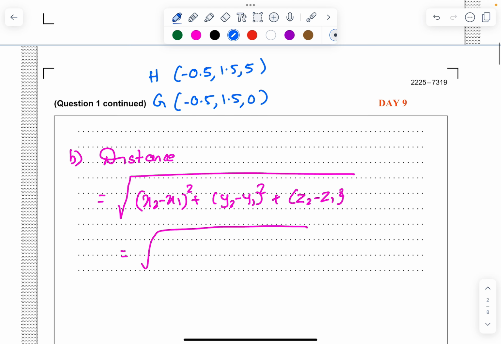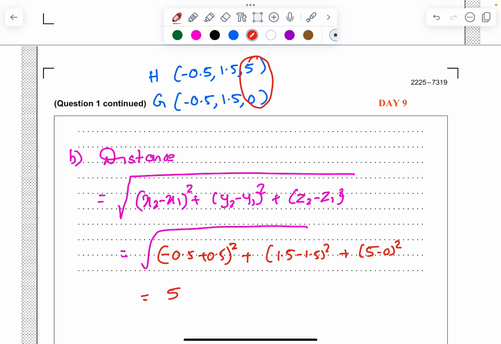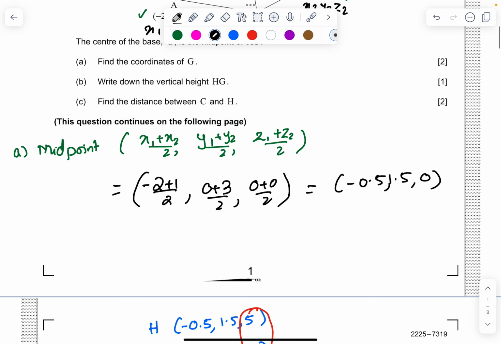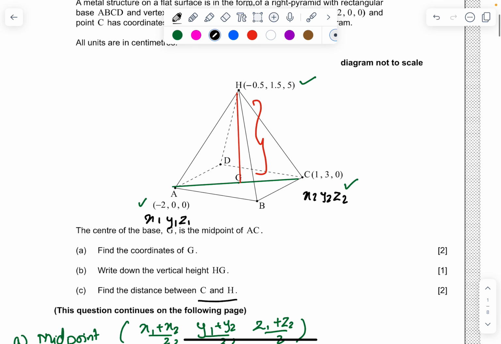So you can see that instead of doing all this, this is the gap. If you still do that, negative 0.5 plus 0.5 whole square plus 1.5 minus 1.5 whole square plus 5 minus 0 whole square. So answer is going to be 5 centimeters. Next, find the distance between C and H.